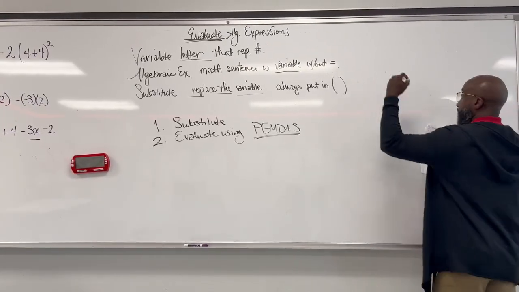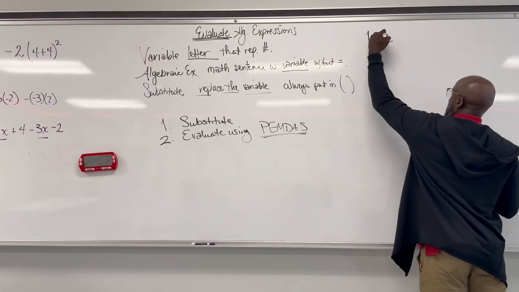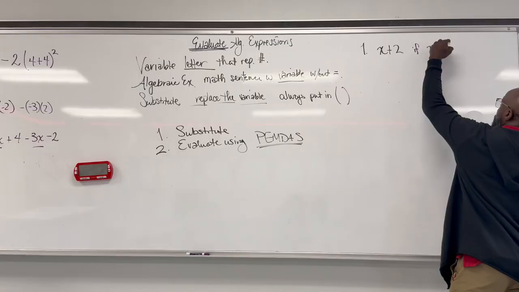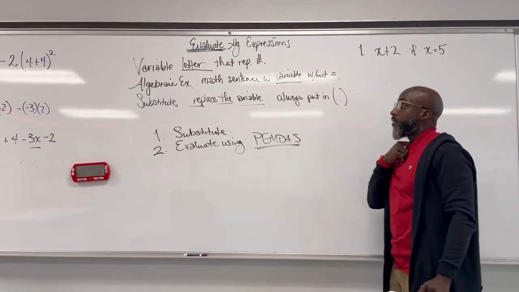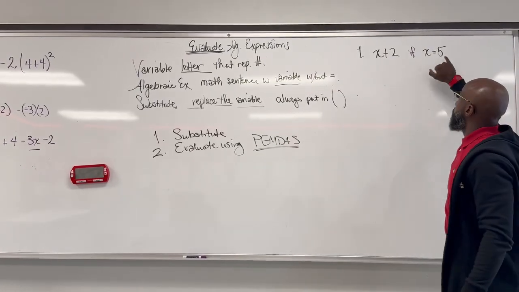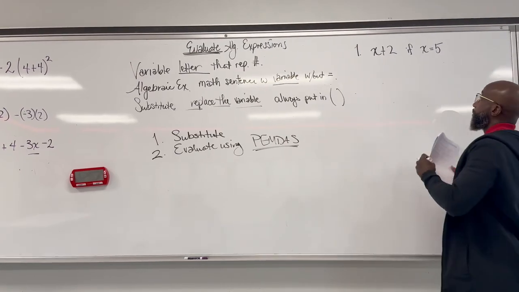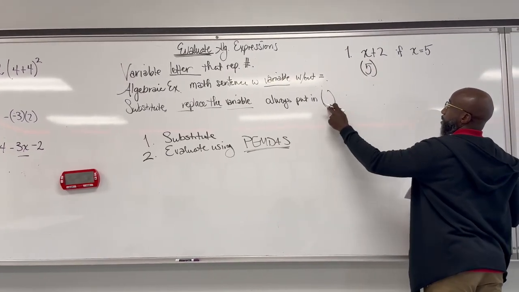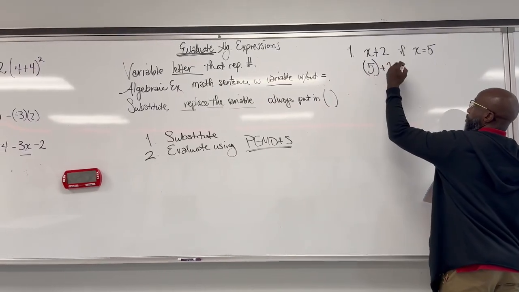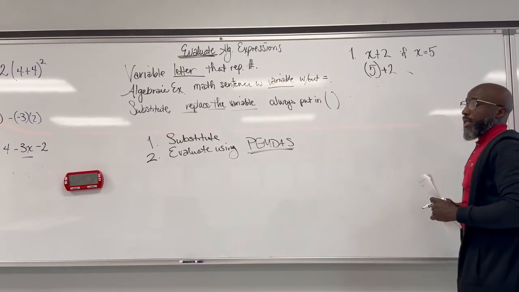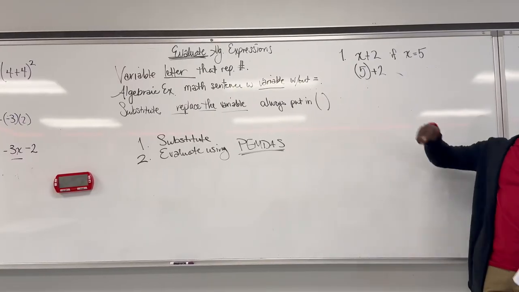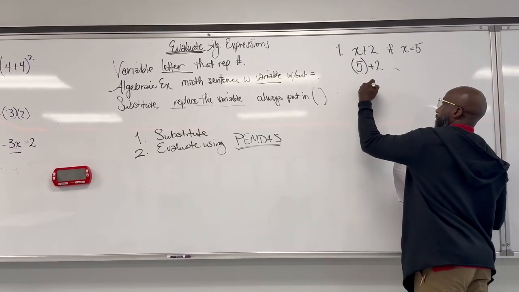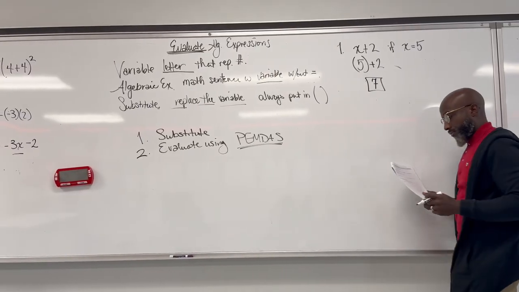Number one says x plus 2 if x equals 5. Okay? So, the first thing we need to do is substitute 5 for x. Remember I said always put in parentheses. So, it'll be (5) plus 2. And then we simplify from there. Because there are no other operations except adding, we'll just add 5 and 2 together and we'll get 7 as the solution. Okay?